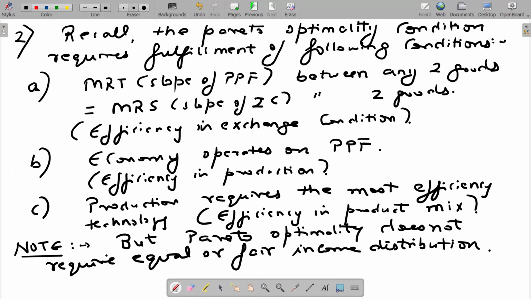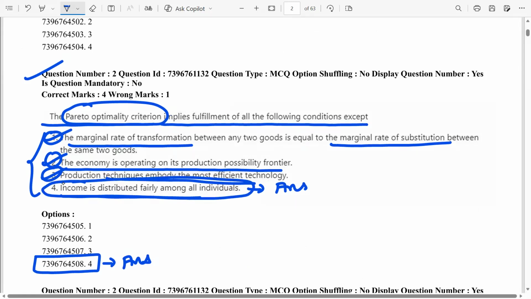Hence, the last condition which was mentioned in the question is the correct answer, because that's not the condition. This is not the condition for Pareto optimality.